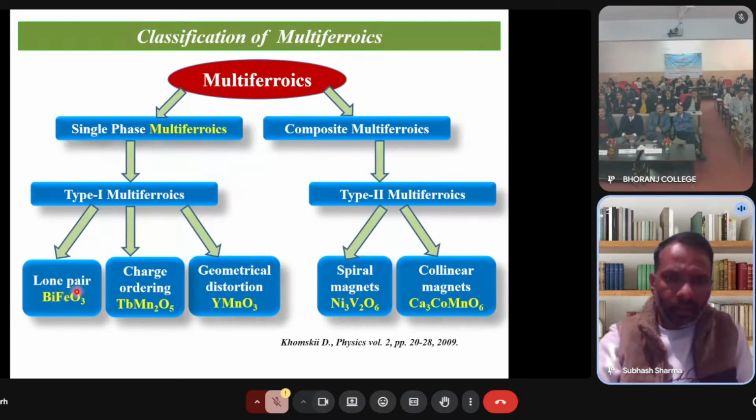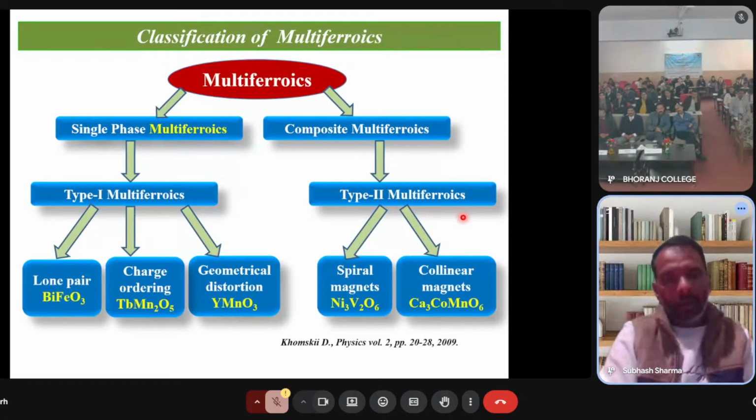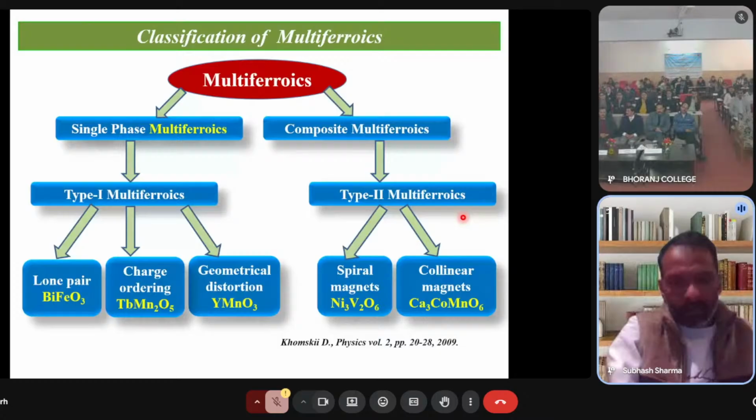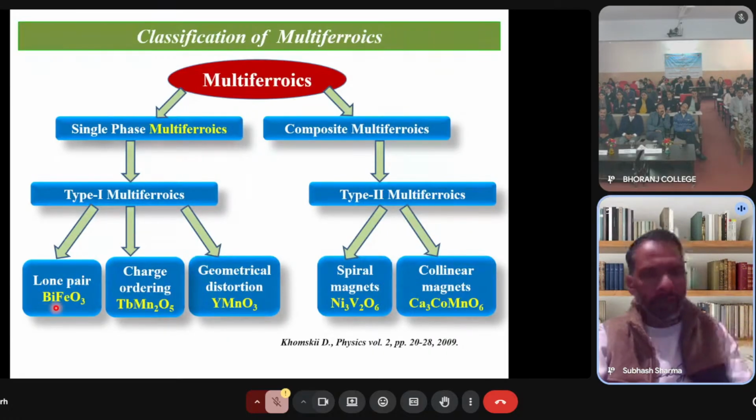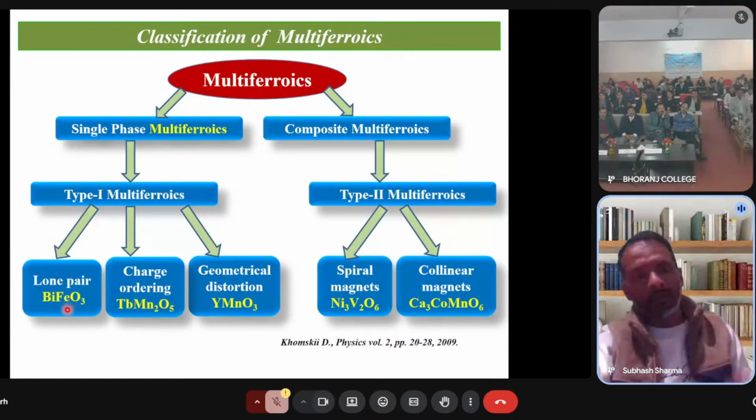I guess you know what single phase and composite are, right? Single phase means you have only one type of material. For BFO, in XRD we have only peaks corresponding to the BFO crystal structure. For example, BFO is a distorted rhombohedral, so all the peaks correspond to bismuth ferrite. There is no peak like iron oxide or bismuth oxide, right? This is the difference between single phase and composite. In a composite, you would have a bismuth oxide peak, an iron oxide peak, and some bismuth iron oxide.